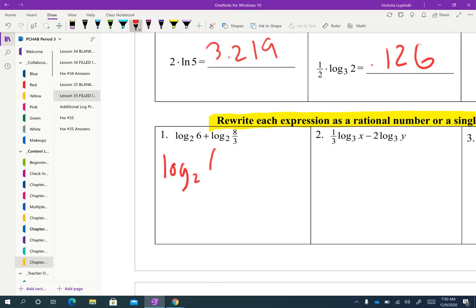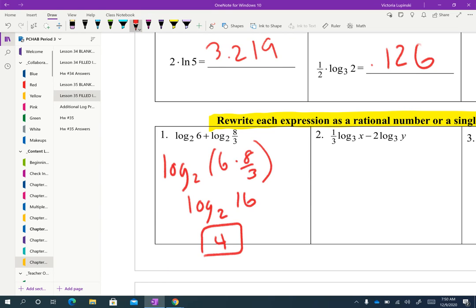So this becomes log base 2 of 6 times 8/3. 6 divided by 3 is 2. 2 times 8 is 16. So this simplifies to be log base 2 of 16. 2 to the what power equals 16? That would be 4. So I'm going to go ahead and calculate that to be 4.